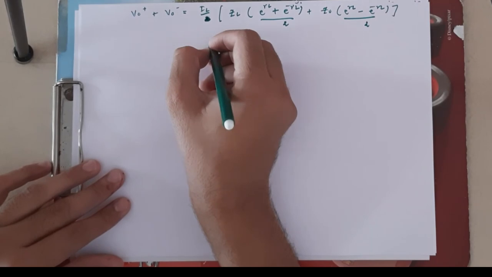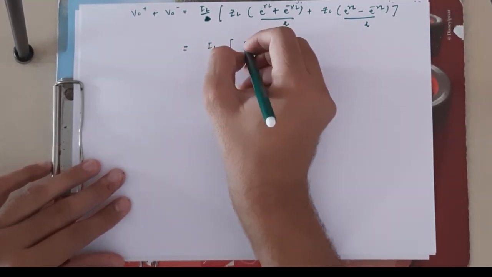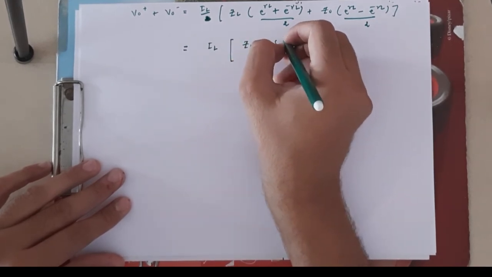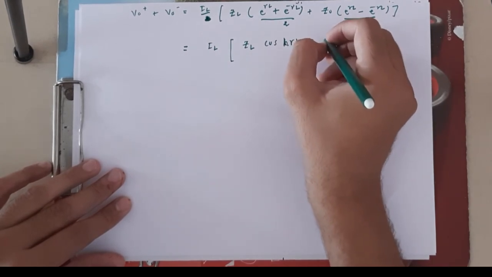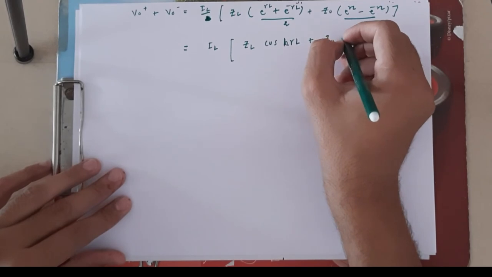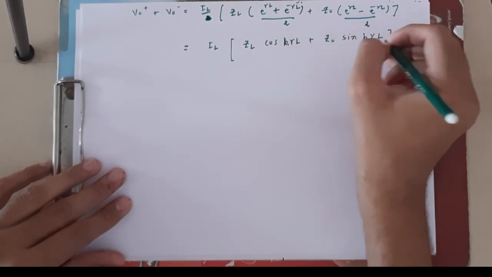So it is IL in the bracket, ZL cosh gamma L plus Z0 sinh gamma L.